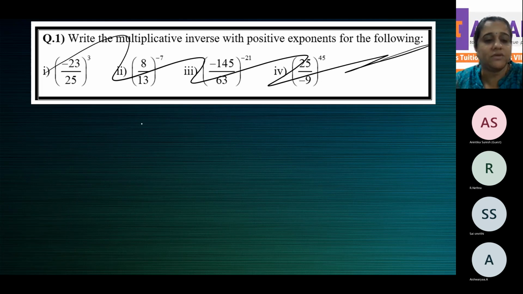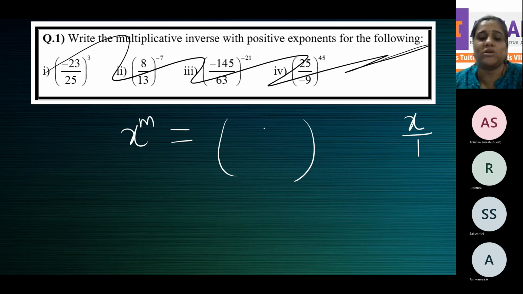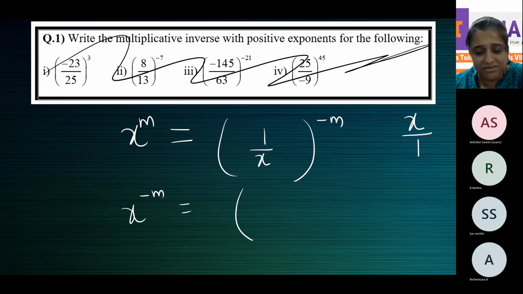X to the power m can also be written as: write the reciprocal of the base. The base is x, which means x by 1. The reciprocal is 1 by x. And write the negative of the power, minus m. If you had x to the power minus m, write the reciprocal of the base, 1 by x, and write the negative of the power. Minus m becomes plus m.